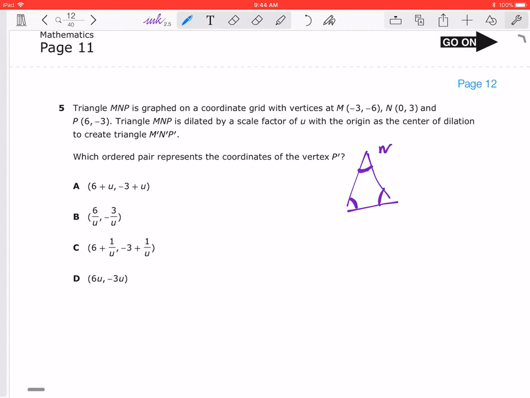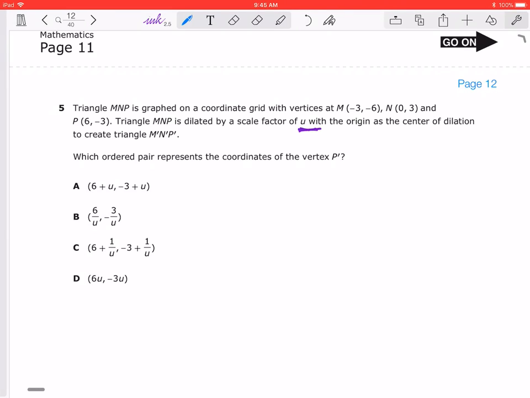And it tells us that our vertices are here. So let's say that's M, and that's -3, -6, and this is N, and that's 0, 3, and that's P, and that's 6, -3. I don't know if that's the correct order, but it really honestly doesn't matter, especially in the case of this question. So then it says that the triangle MNP is dilated by a scale factor of u.